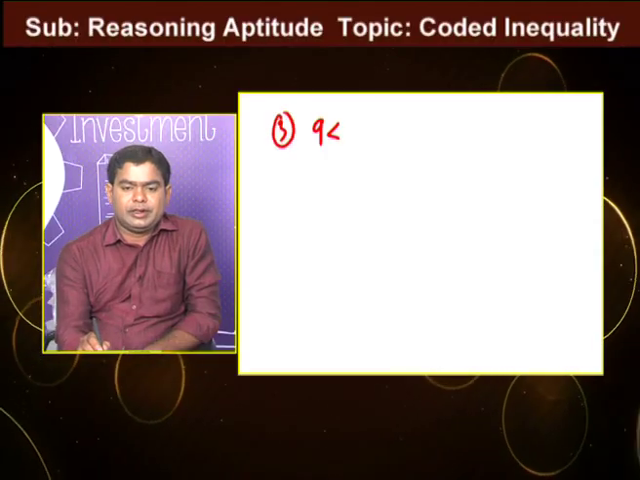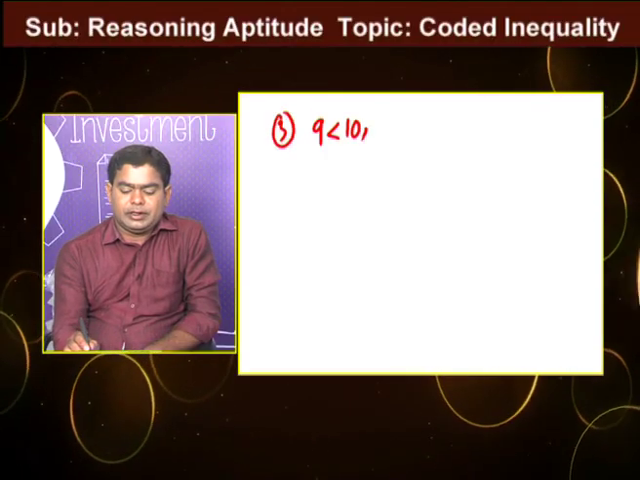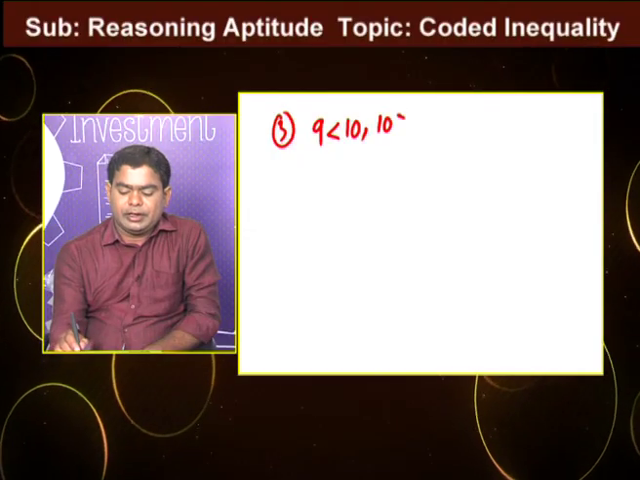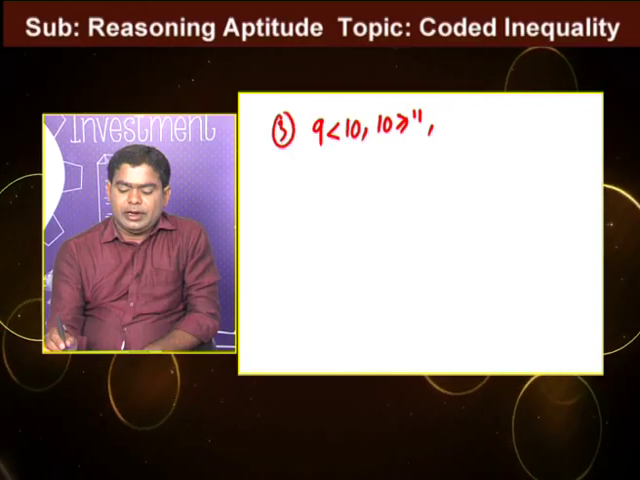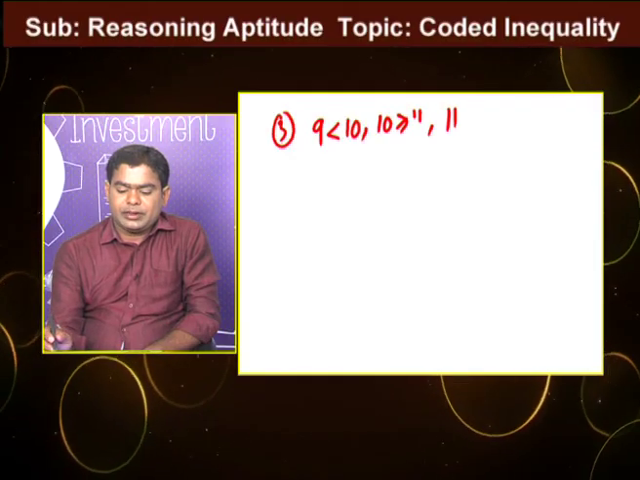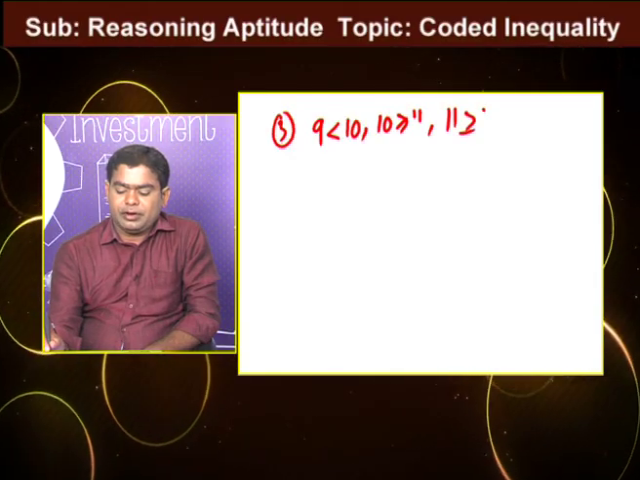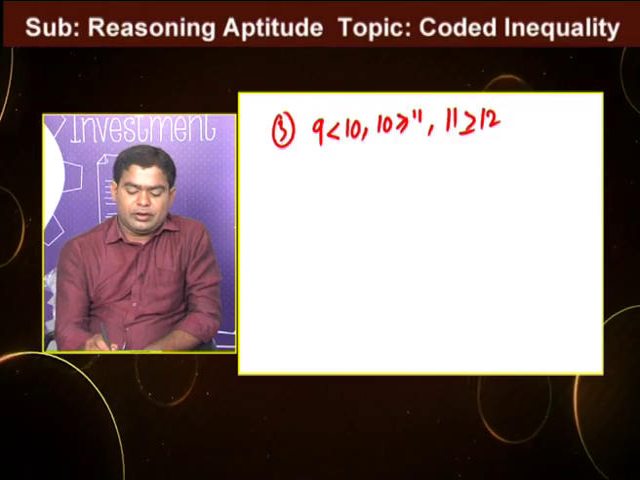9 star 10 means 9 less than 10. Next, 10 dollar 11, dollar means greater than. Next, 11 ash 12, ash means, according to our question paper, greater than or equal to 12. So conclusion 1 is there.